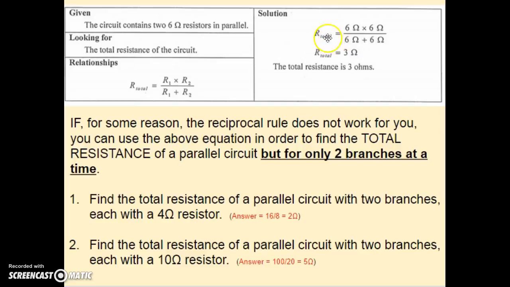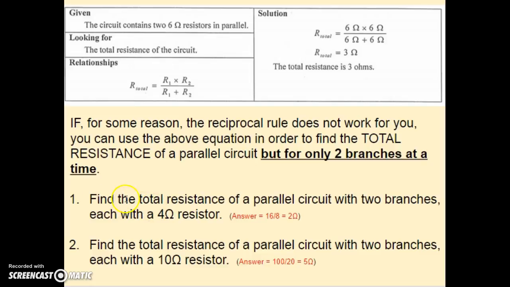Now the handout has you doing it this way, where you multiply the resistors by each other, divided by the sum of the two. Now you get there the same way. If for some reason the reciprocal rule does not work for you, you can use this way to find your total resistance of a parallel circuit. But only for 2 branches at a time, and that's the key. The reciprocal rule works for multiple resistors on a branch. This one you can only do 2 at a time.